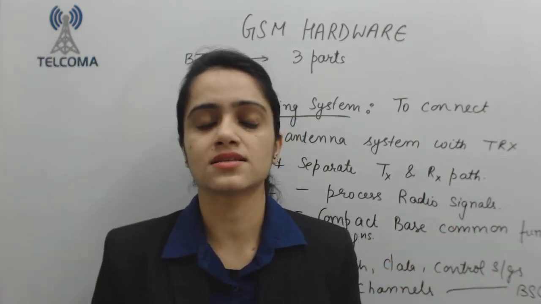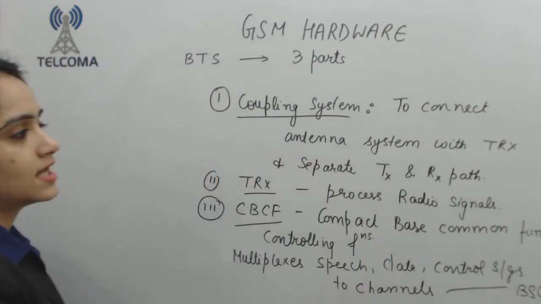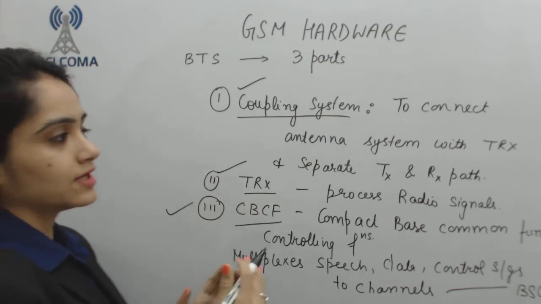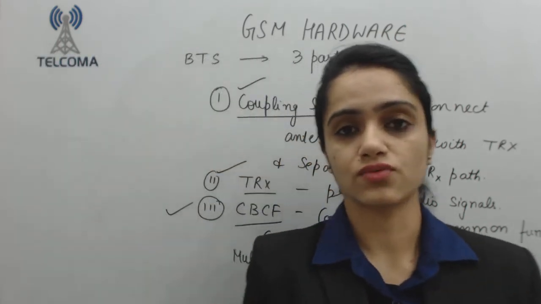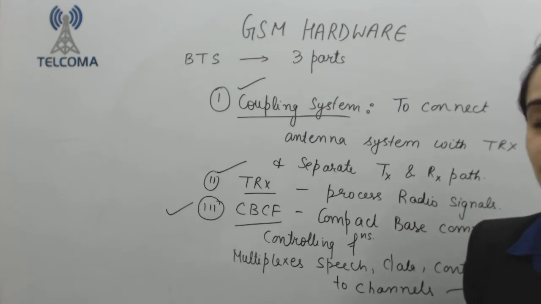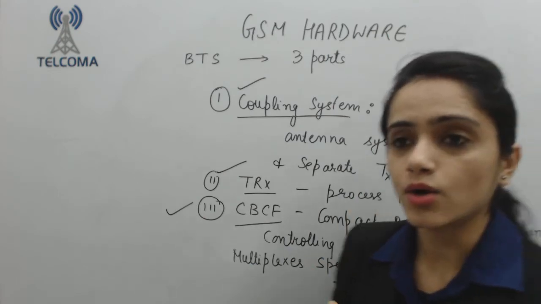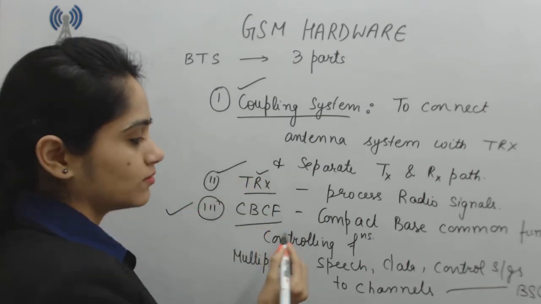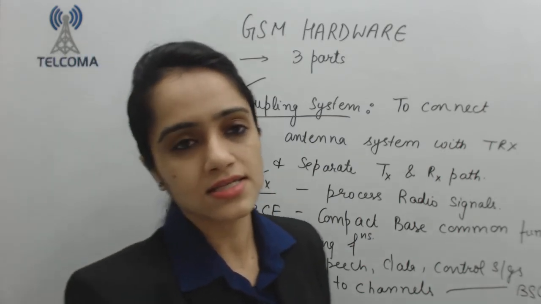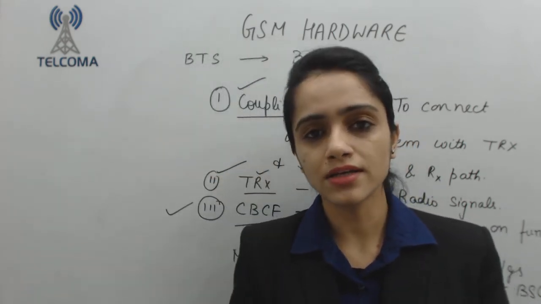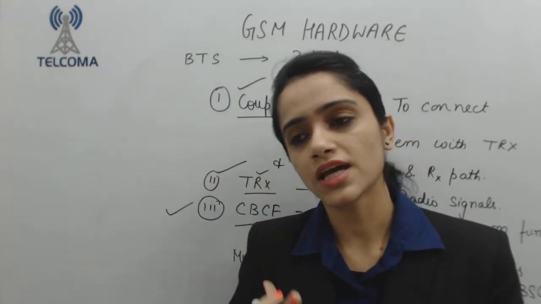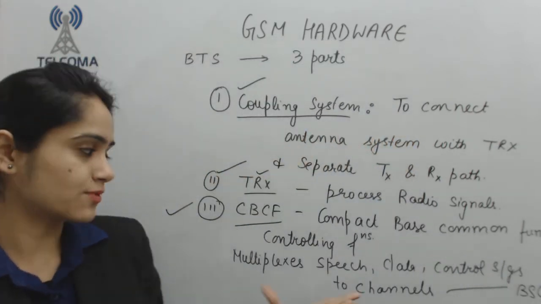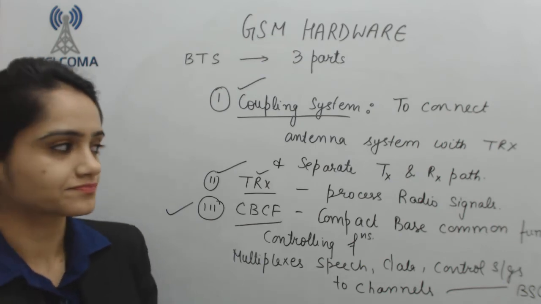So the whole BTS is divided majorly into three parts. I require a coupling system, then we have TRX and CBCF, and each function is performed by these units. The coupling system separates out both paths. Processing of radio signals is done by the TRX. The control function multiplexes various data, speech and signaling into a channel, and through the channel it can forward to the base station controller. So the medium to the BSC is provided by CBCF.